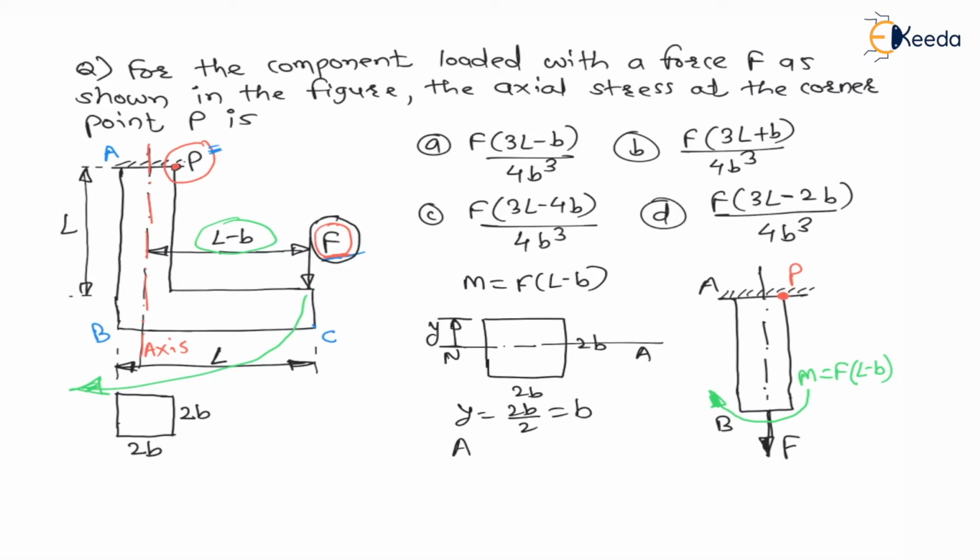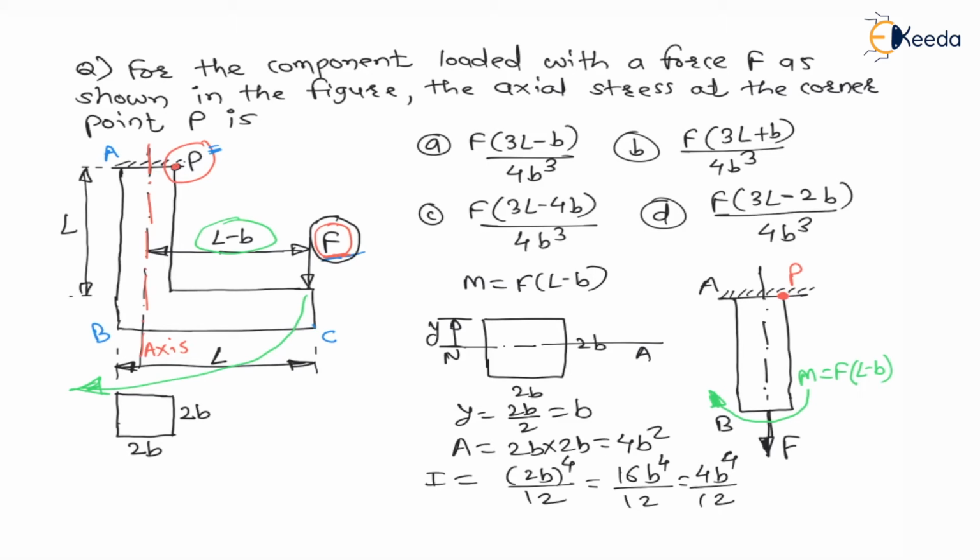Now again, what is the area of element? That is 2B into 2B. That is 4B square will be the area of element. And what will be the I? For square cross section, I is nothing but side to the power 4 by 12, that is (2B) power 4 divided by 12. Therefore it becomes 2 to the power 4 is 16, B power 4 divided by 12, that is 16B to the power 4 divided by 12. This will be the I value, right? Here I have calculated all the values.